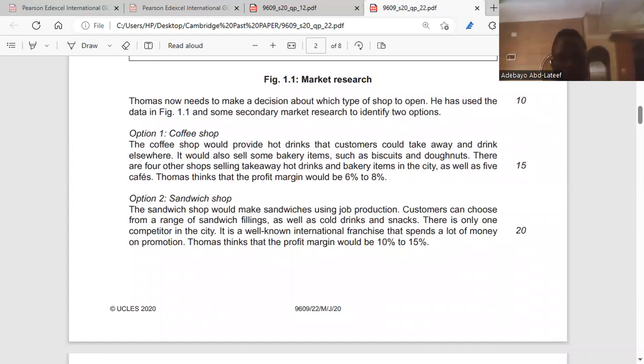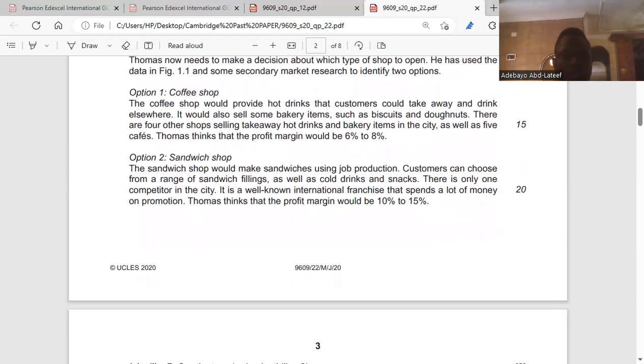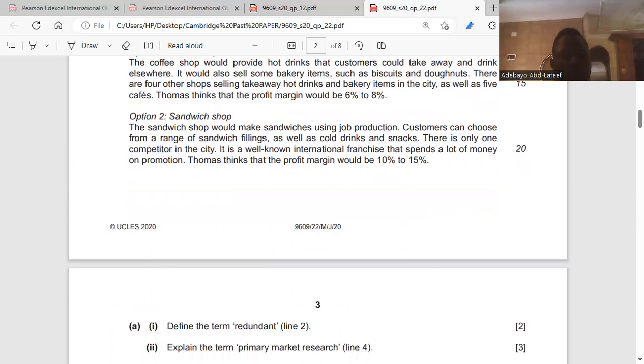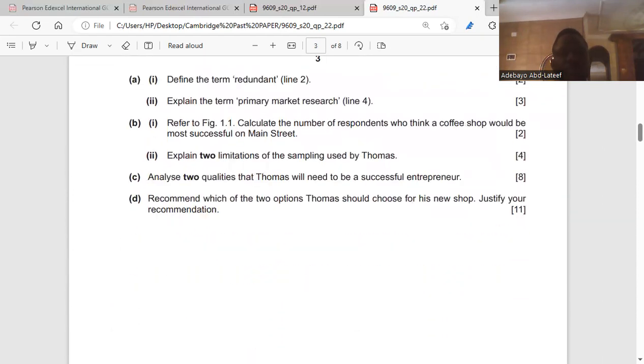Option 2, sandwich shop. The sandwich shop would make sandwiches using job prediction. Customers can choose from a range of sandwiches, fillings, as well as cold drinks and snacks. There's only one competitor in the city. It is a well-known international franchise that spends a lot of money on promotion. Thomas thinks that a profit margin would be 10% to 15%. A, define the term redundant.